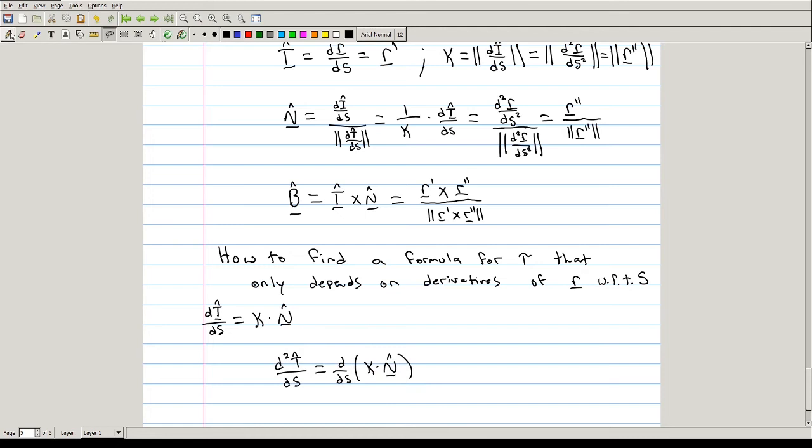Which will end up being the derivative of kappa times n hat plus kappa times the derivative of the unit normal vector with respect to arc length. That's the second derivative of the unit tangent vector with respect to arc length. It's equal to this.